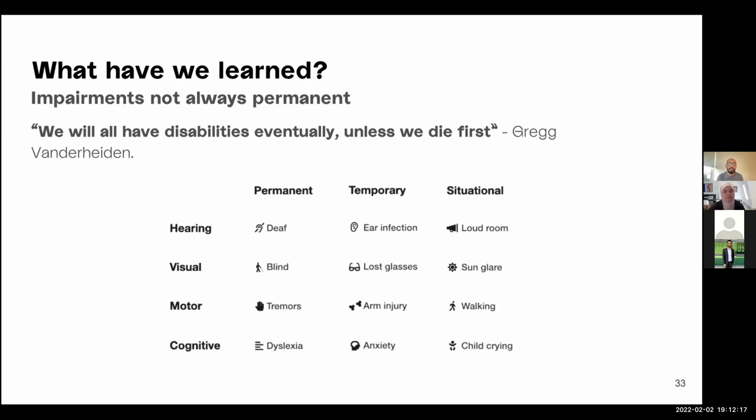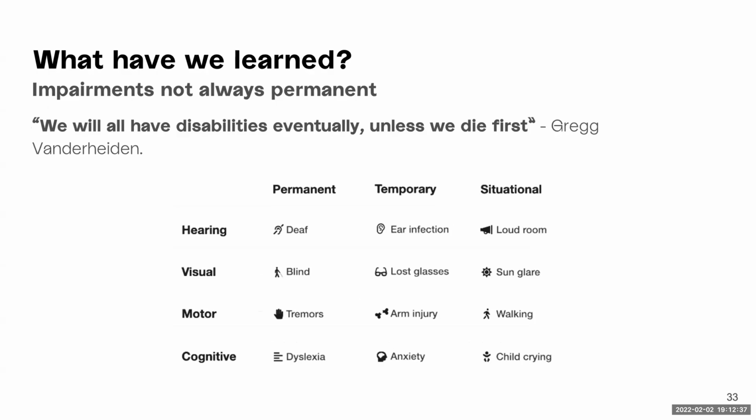We talked about some examples like being permanently hearing disabled means that I am deaf, but sometimes people with an ear infection suffer the same impact that deaf people are living with. The same with loud rooms. If I'm in a loud room, I will suffer. I cannot hear, for example, what is playing on the screen.